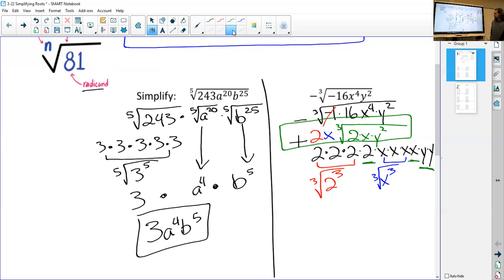Okay, so try these out. Hopefully as you work through these, it starts to make a little bit more sense. If you're having trouble, let me know. And then assume for all of these that all of our variables are positive. That way we don't have to worry about absolute value. We'll deal with that tomorrow. Okay, so good luck.